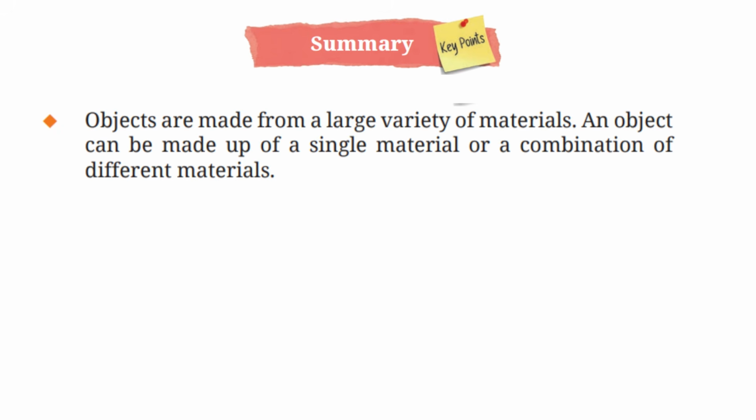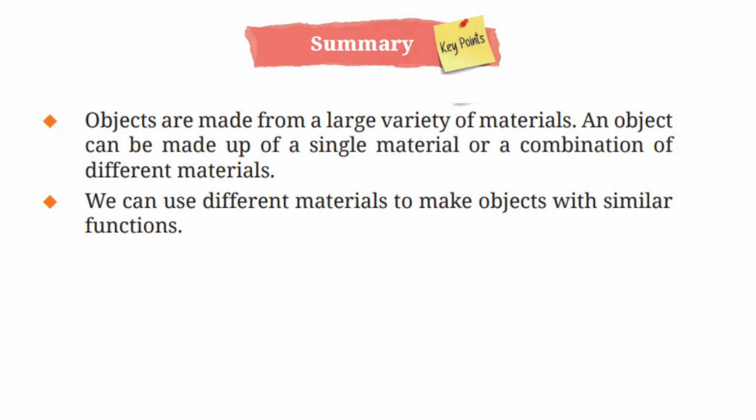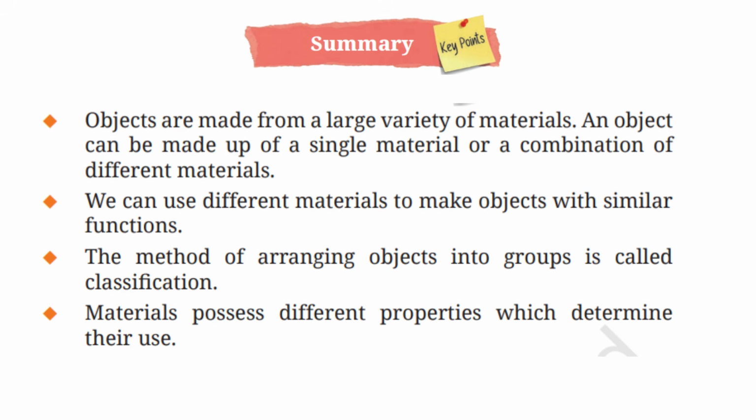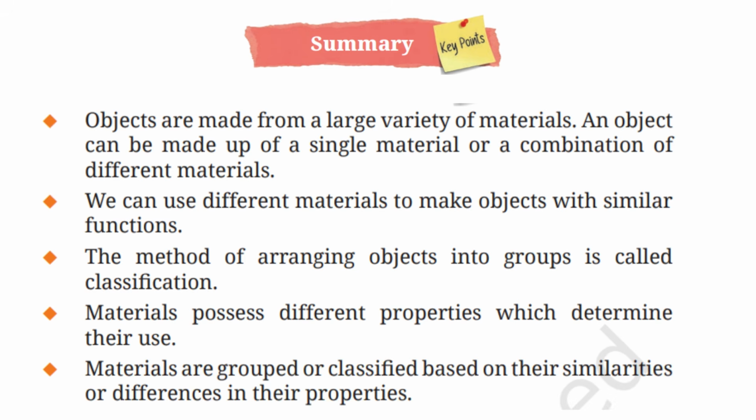Objects are made from a large variety of materials. An object can be made up of a single material or a combination of different materials. We can use different materials to make objects with similar functions. The method of arranging objects into groups is called classification. Materials possess different properties which determine their use. Materials are grouped or classified based on their similarities or differences in their properties.